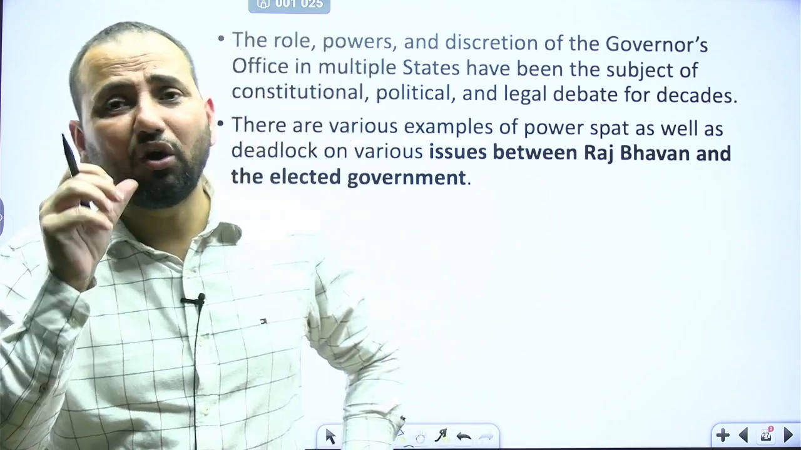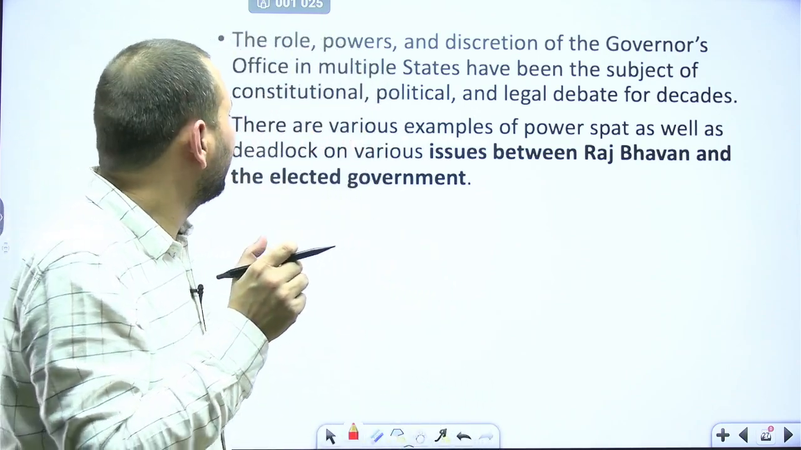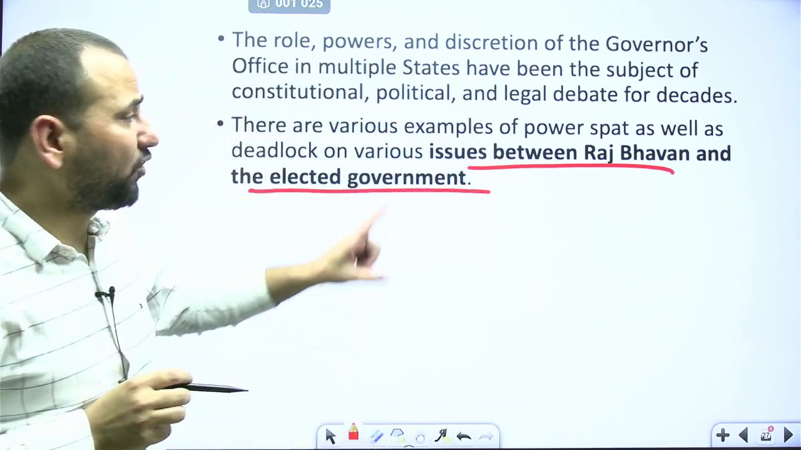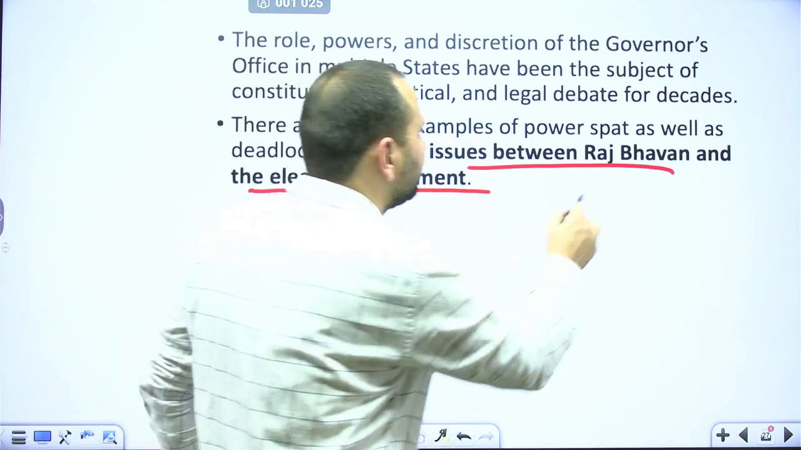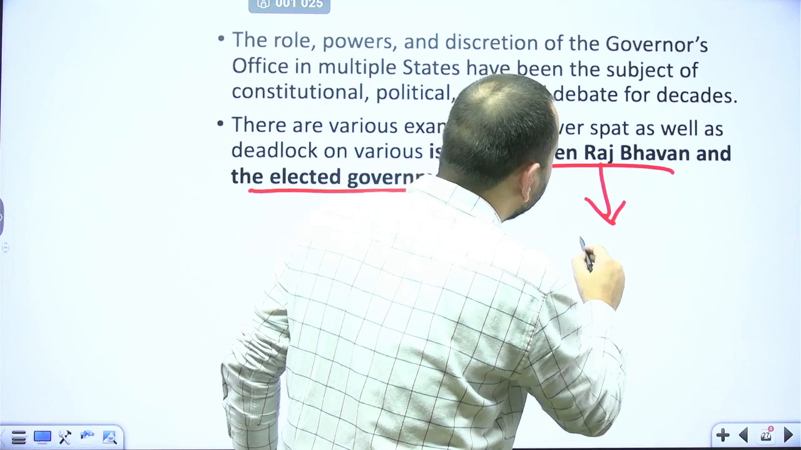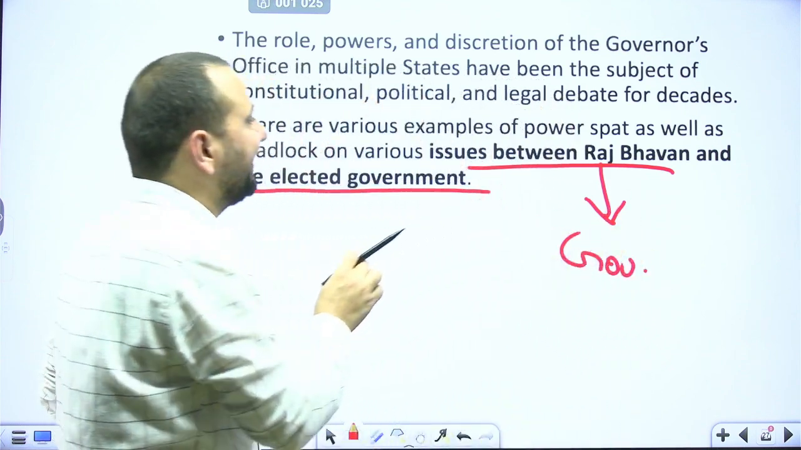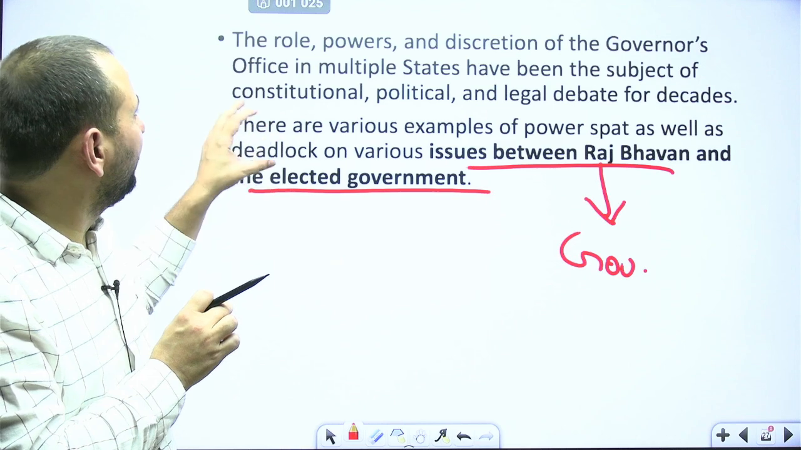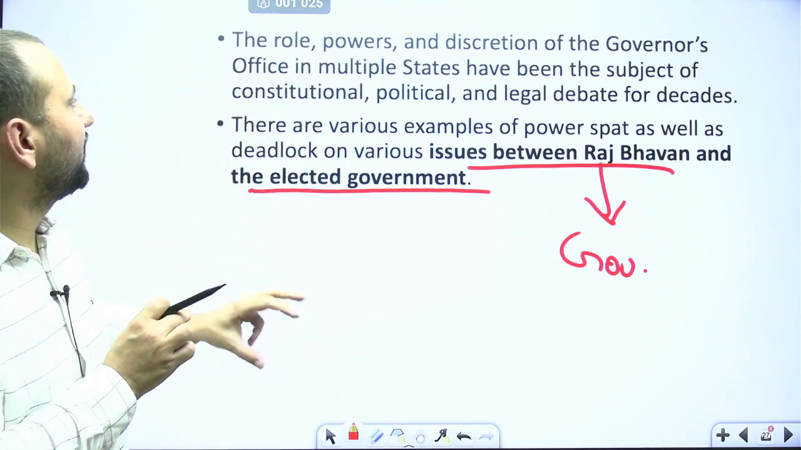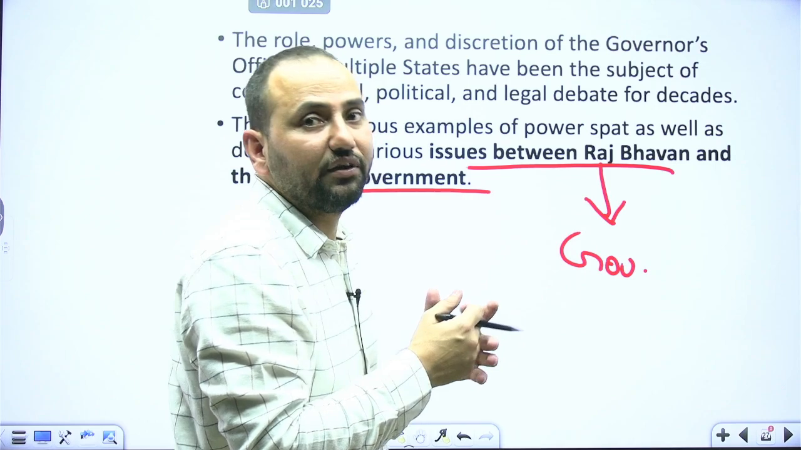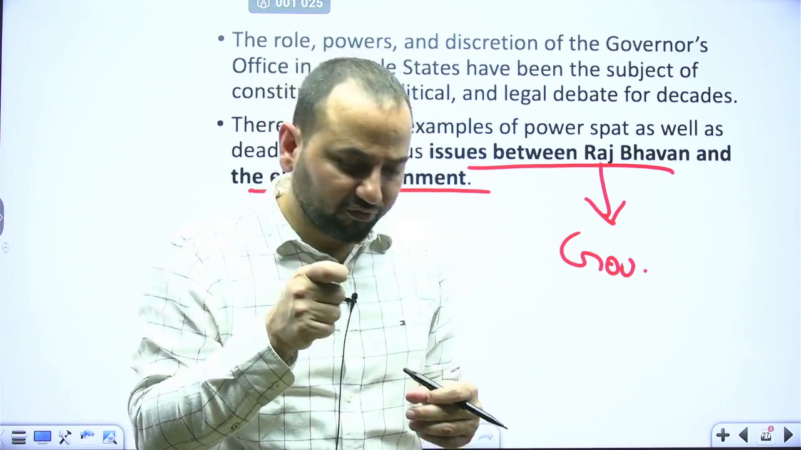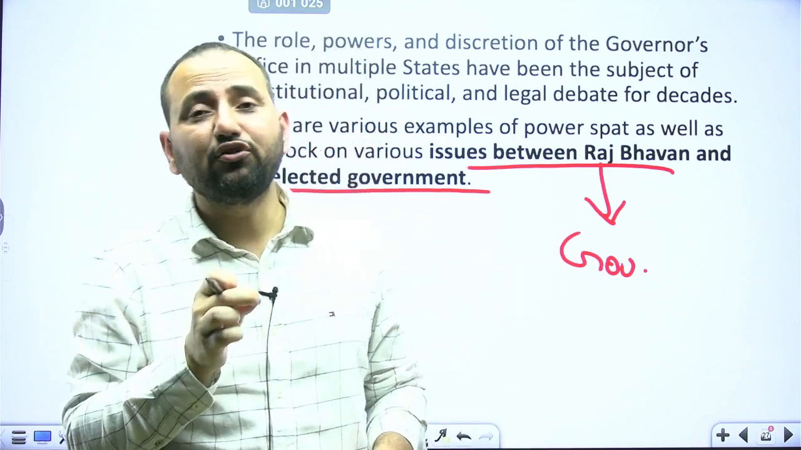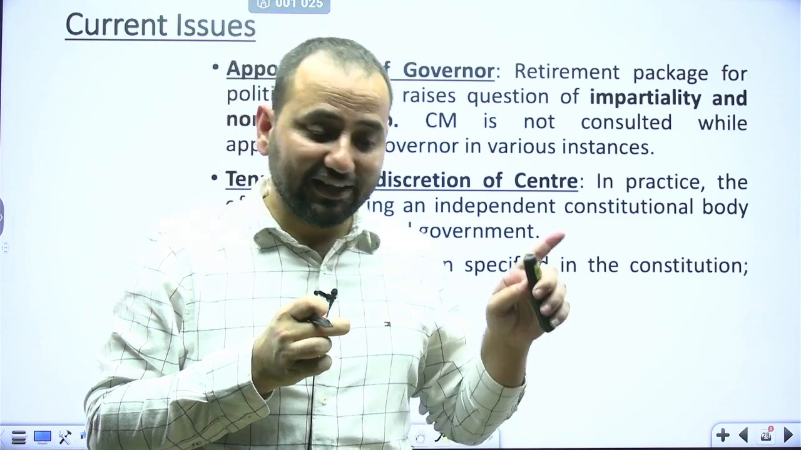If you see this whole issue of the office of governor, you will see that there has been a lot of spat between the Raj Bhavan as well as the elected government. If I talk about the concept of Raj Bhavan, it means the Raj Pramukh or the governor. There have been a lot of issues between the Raj Bhavan and the elected government. And you will see that the roles, powers, and discretions of the office of the governor have been raised again and again because of various issues. We have been seeing these things, and if you talk about these issues, then we have to see what are the current issues which are in existence.